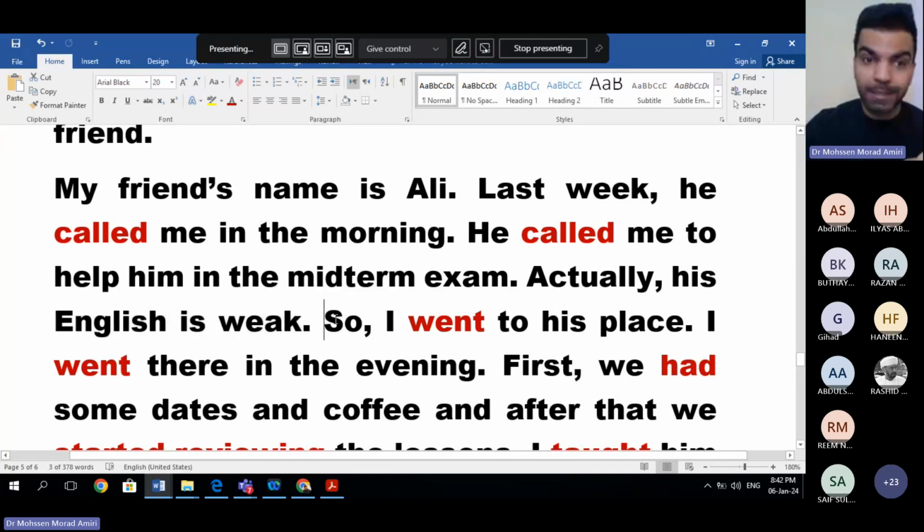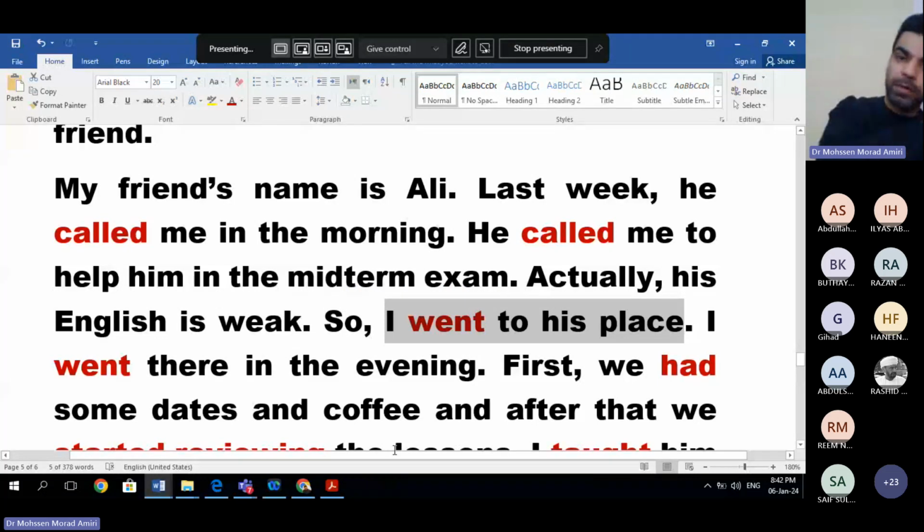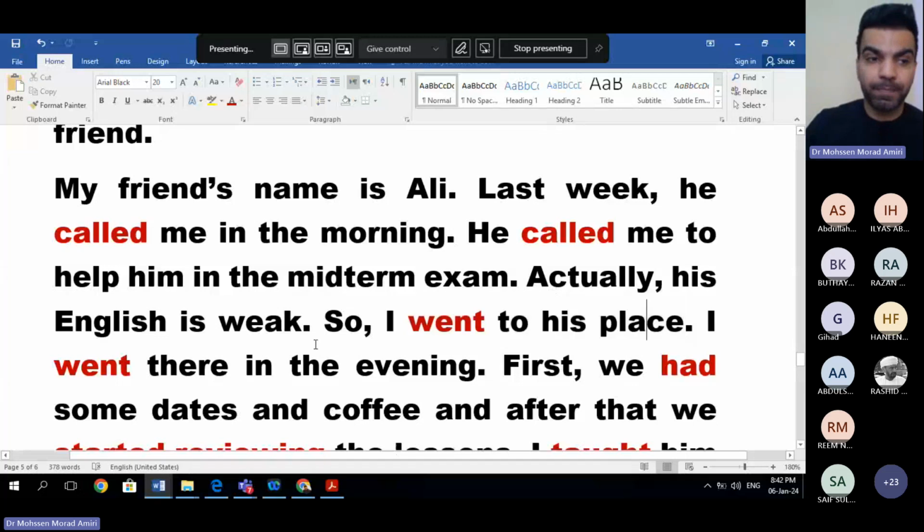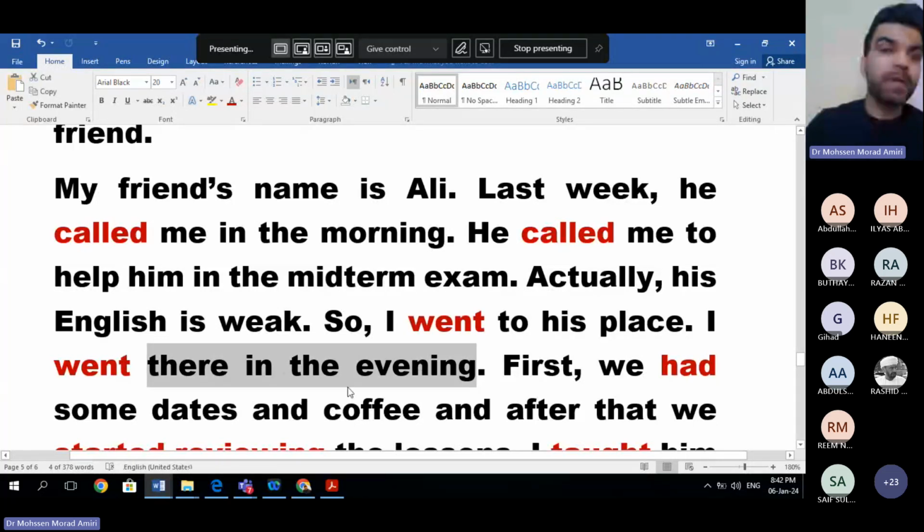So, see, using so, these words are also called connectors. So, therefore, so, comma, I went to his place. I go, no. I went to his place. I went there in the evening. See, related things. I do not say only that I went to his place and that's it. You can say related sentences, guys.